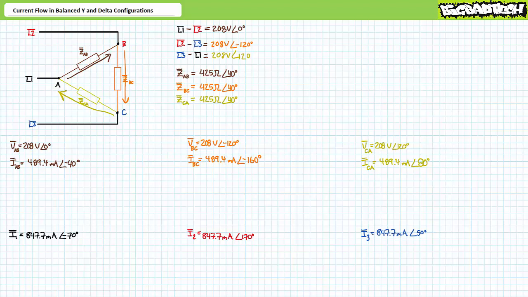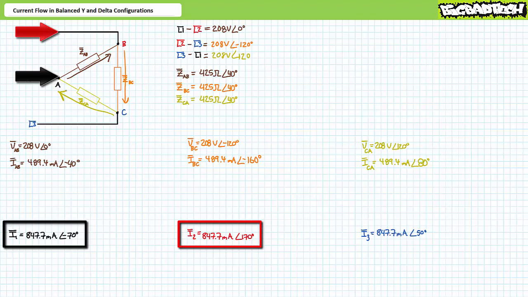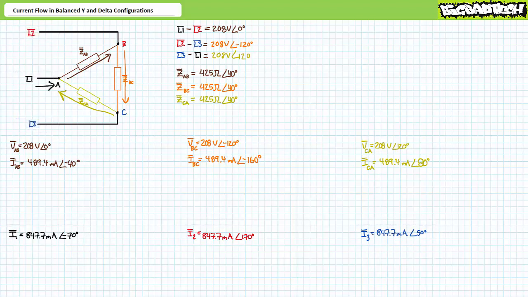Additionally, we learned current in the lines for this balanced delta configuration is equal to square root 3 times load current and phase shifted from the nearest load current by a relative 30 degrees. I1 equals 847.7 milliamperes at an angle of negative 70 degrees. I2 is 847.7 milliamperes at an angle of 170 degrees. And I3 equals 847.7 milliamperes at an angle of 50 degrees. I1 is defined as traveling into A. I2 travels into B. And I3 travels into C. You'll again note line current for this balanced delta is equal in magnitude and phase shifted from each other by a relative 120 degrees, as we'd expect.